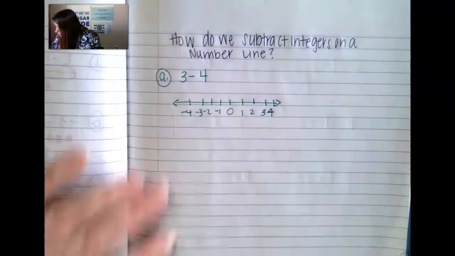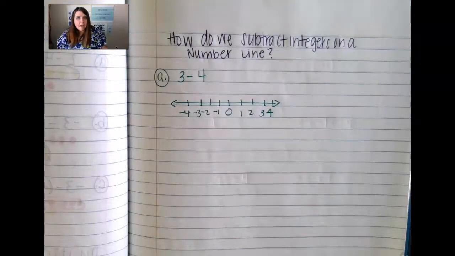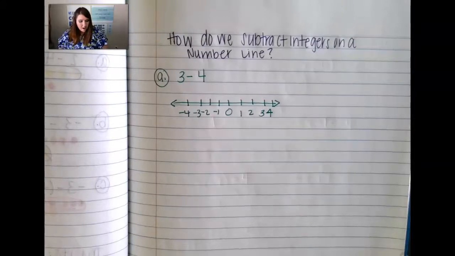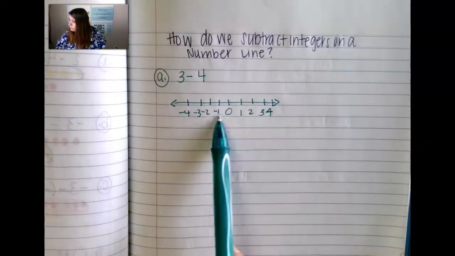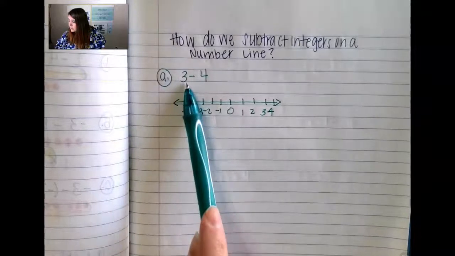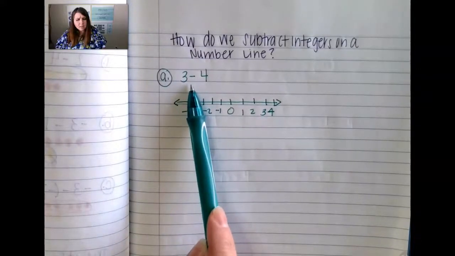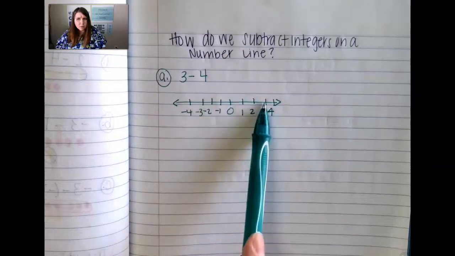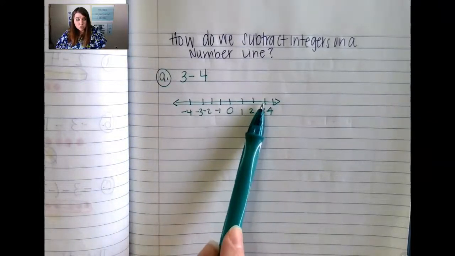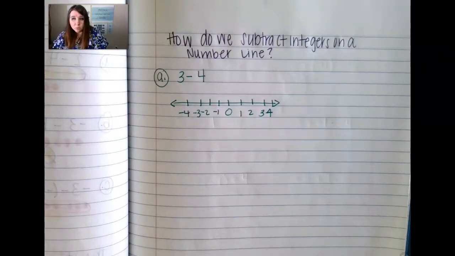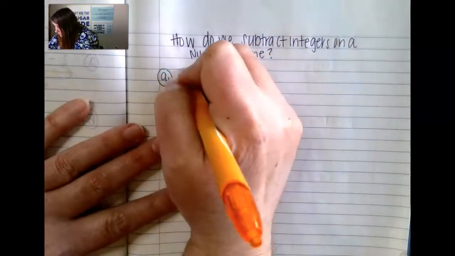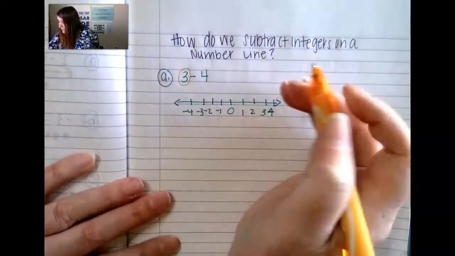3, 2, 1. Okay, so we are going to be looking at how do we go from a positive 3 to then subtracting a positive 4 when we don't even have positive 4 to subtract. So we're going to look and see how that works. So the first thing that we want to do is look at the first number, just like we did last week when we were adding. So we're going to start here, and we're going to look at the positive 3.